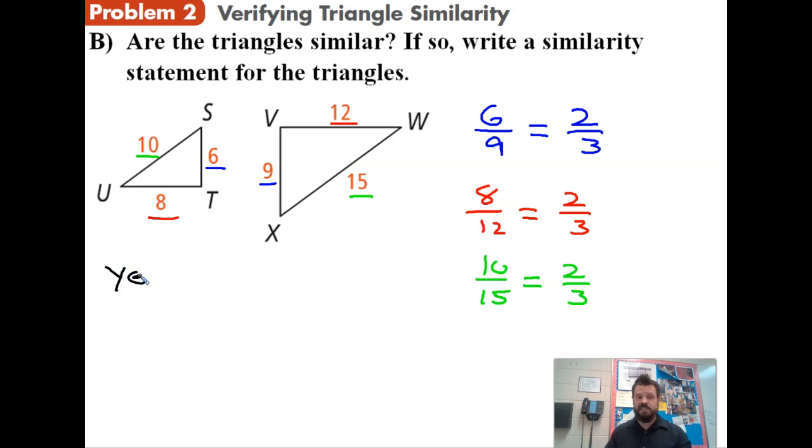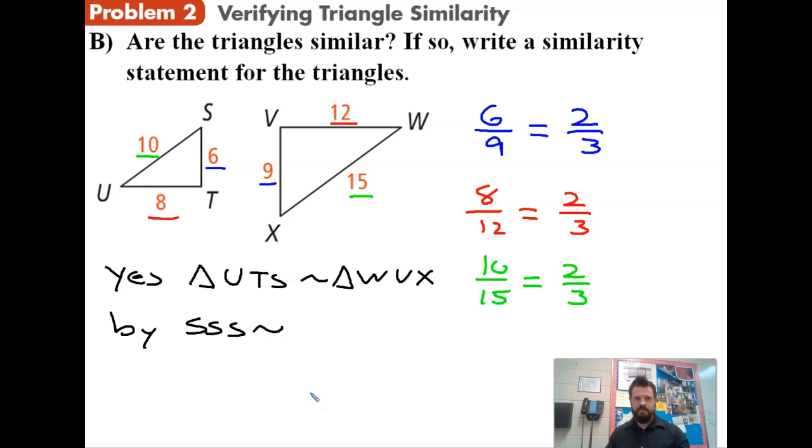Therefore, I can say yes, triangle, let's go UTS, is similar to triangle. Then staying in the same order, we want to start with the smallest angle across from the smallest side, so we'll go with W. Then we went right angle looking angle, so we'll go WVX. And we can say by SSS similarity.